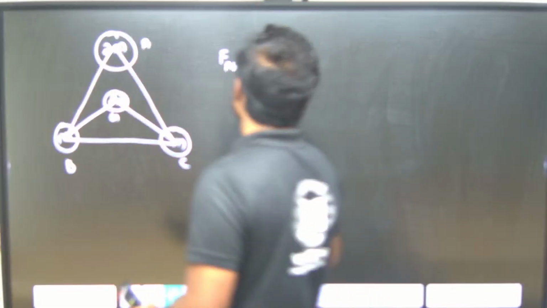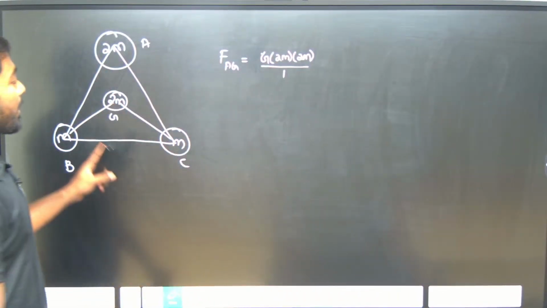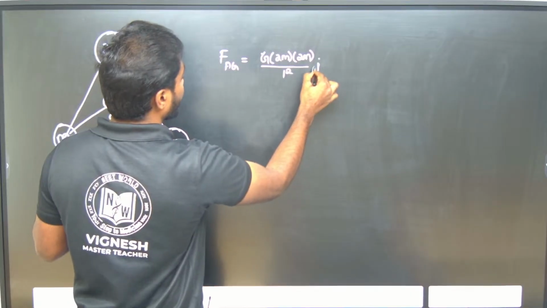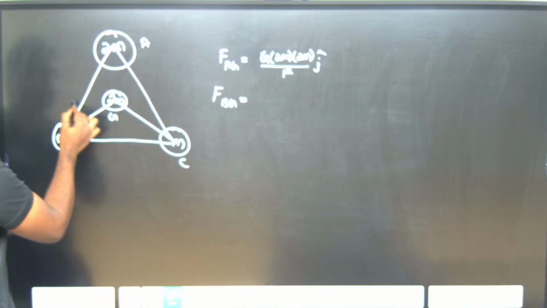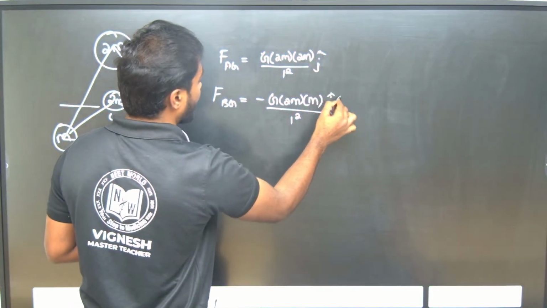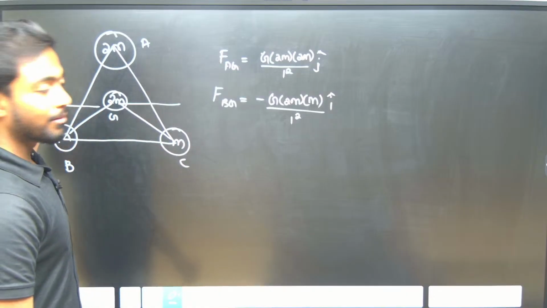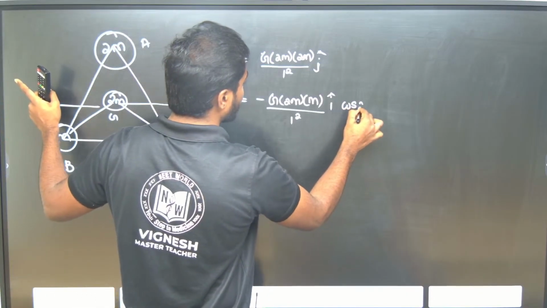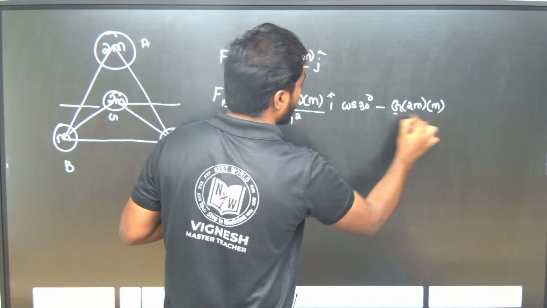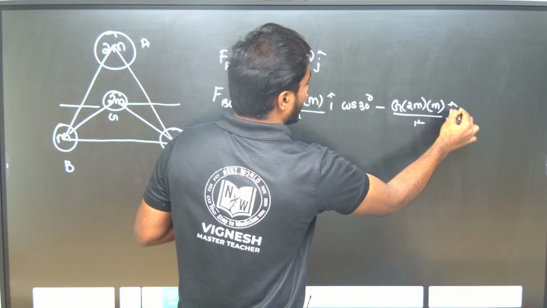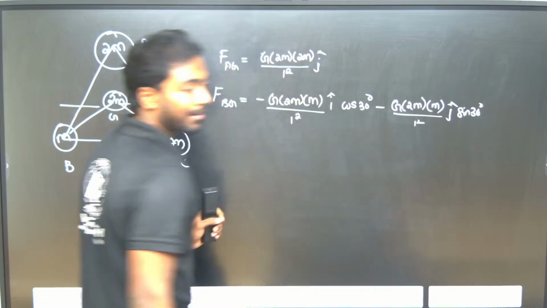Here guys, so G into 2m into 2m by l square, that is j cap. Then F_BG will be equal to, again the 30 degree will come, so I need to take the components. So minus G 2m into m divided by l square into i cap. i cap in the sense it's a cos 30 degree, right, cos 30 degree, minus Gm into 2m into m by l square, that is j cap sin 30 degree, sin 30 degree.